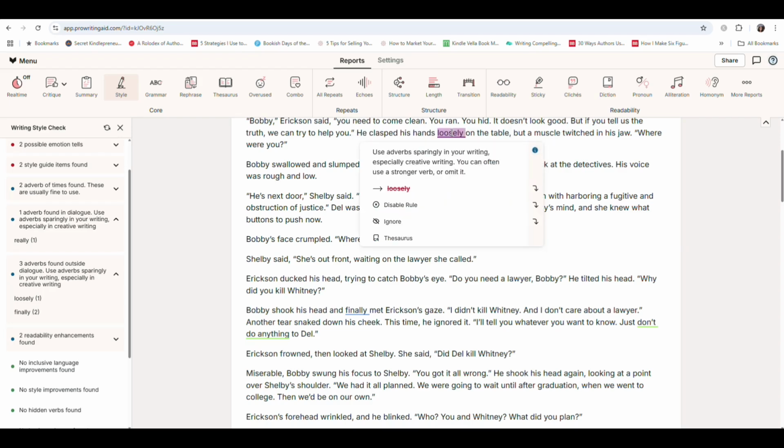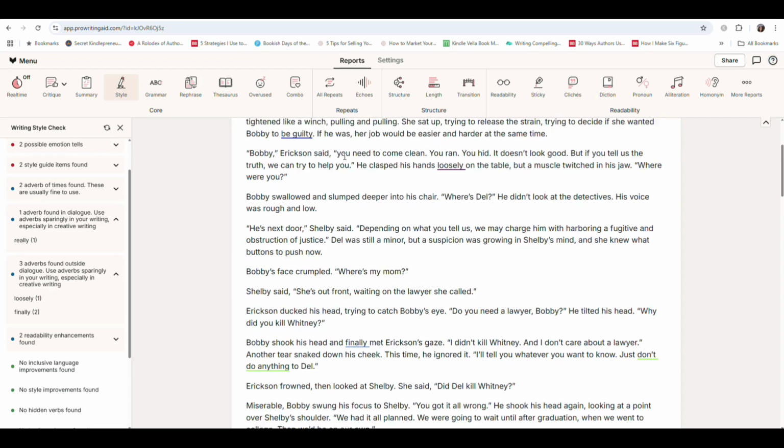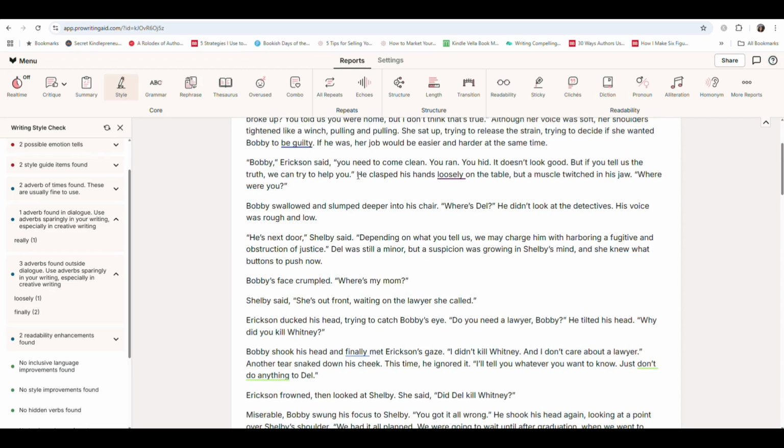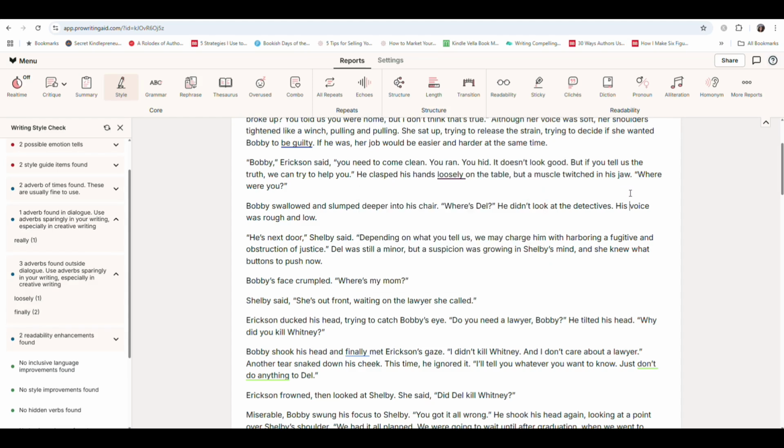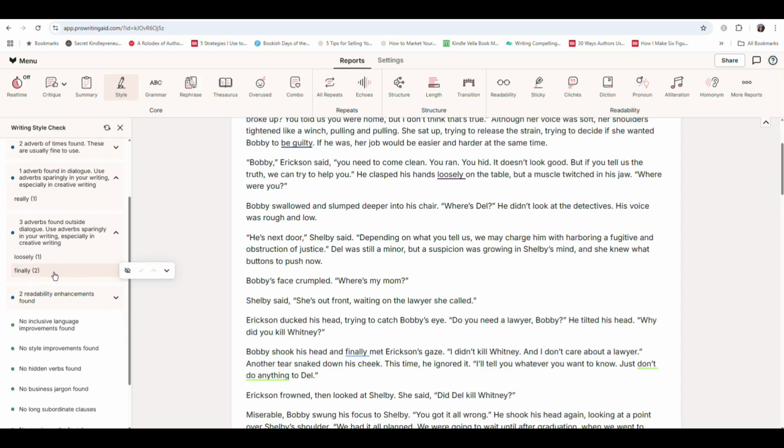Now, I did not get rid of that adverb because I wanted to convey that he was trying to appear casual, but was actually really tense, because the full sentence is he clasped his hands loosely on the table, but a muscle twitched in his jaw. This is during an interrogation, by the way. So I kept the loosely. It's describing how his hands are on the table. I did not want to change that. If I wanted to change it, maybe I could have said, one hand lay on top of the other, or his fingers grasped each other, or I'm just making stuff up. But so I kept the loosely.